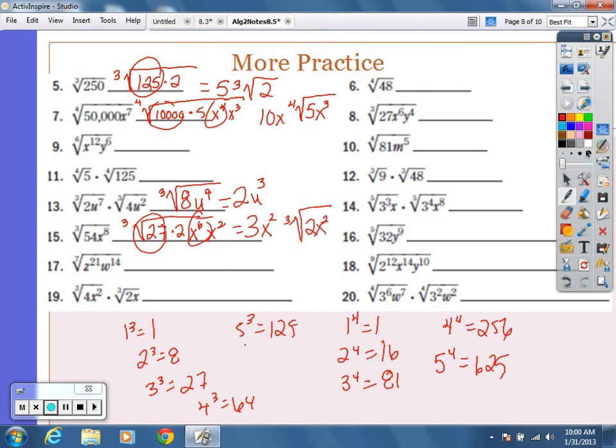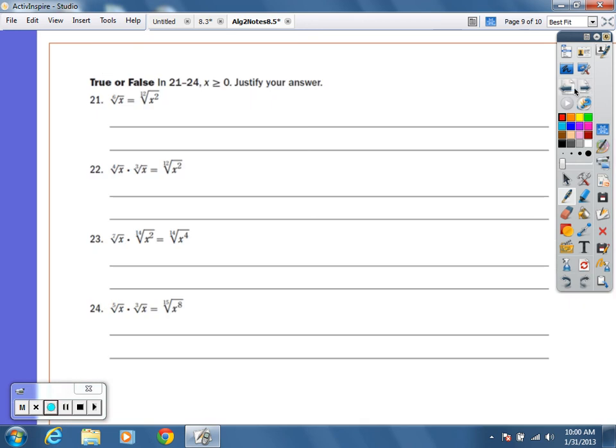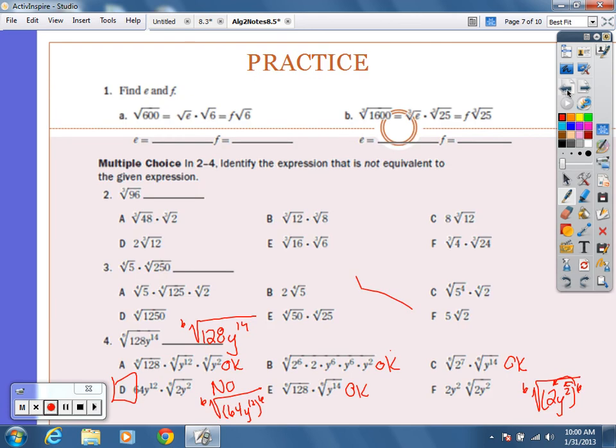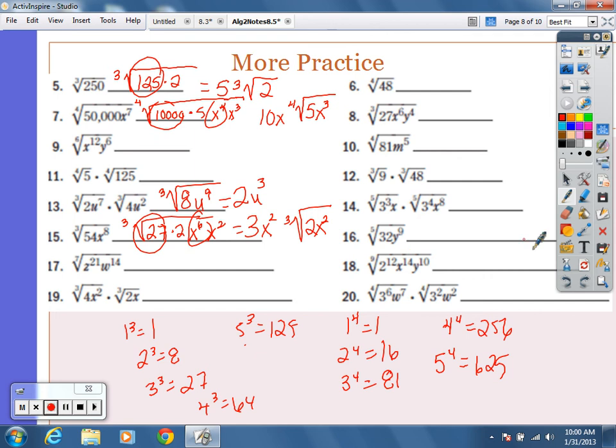Okay, that's where I'm going to stop today. I will do more of these examples on the board tomorrow or whenever you guys work on this assignment in class. But hopefully you can work through some of those examples on your own. If you have any questions, let me know.